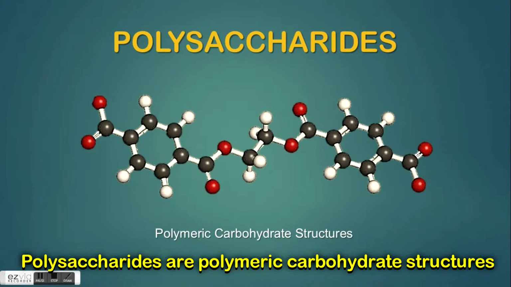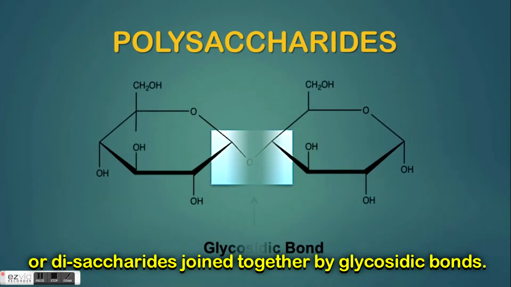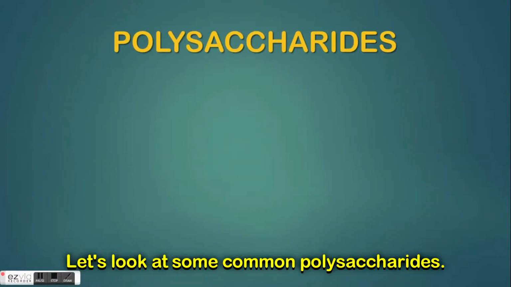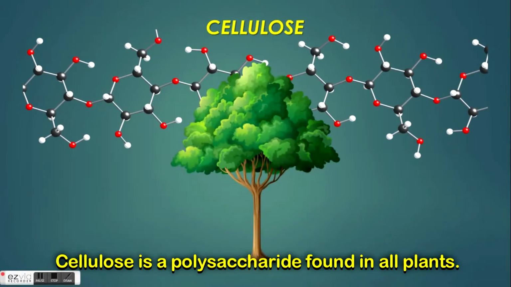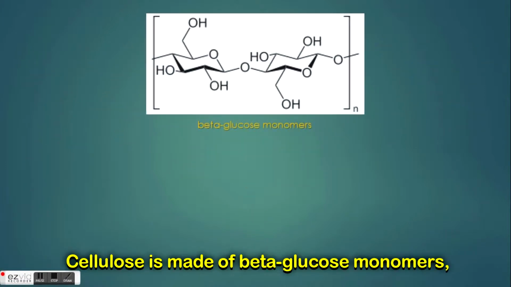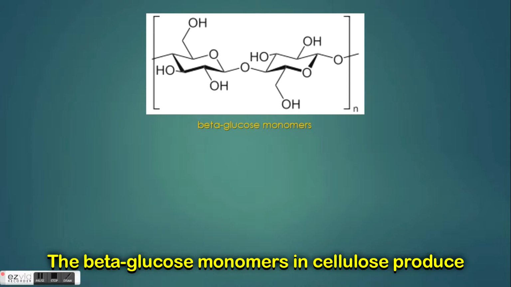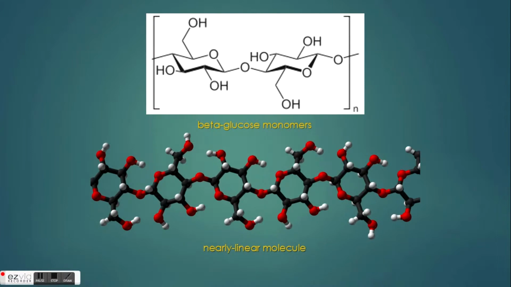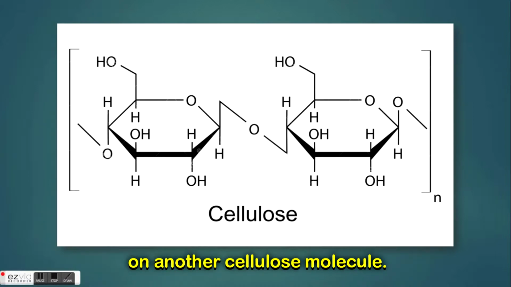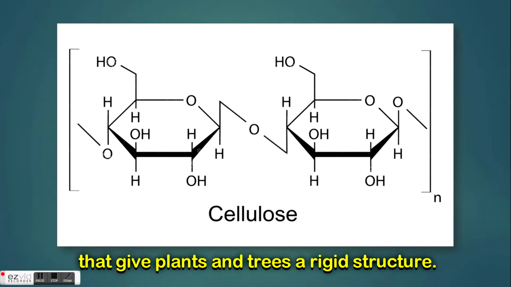Polysaccharides are polymeric carbohydrate structures formed of repeating units, either monosaccharides or disaccharides, joined together by glycosidic bonds. They range in structure from linear to highly branched. Let's look at some common polysaccharides. Cellulose is a polysaccharide found in all plants. Cellulose is the most abundant natural polymer in the world. Cellulose is made of beta-glucose monomers, where the hydroxyl group on carbon 1 points up. The beta-glucose monomers in cellulose produce a nearly linear molecule. The hydroxyl groups on the glucose monomers can form hydrogen bonds to hydroxyl groups on another cellulose molecule. Rigid bonds enable cellulose strands to form fibers that give plants and trees a rigid structure.